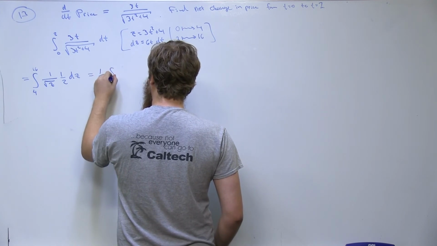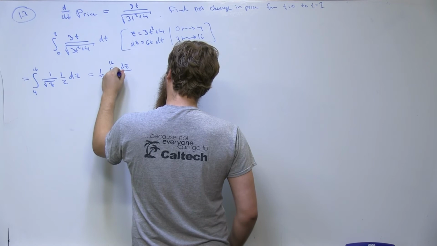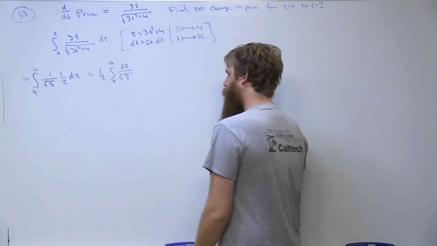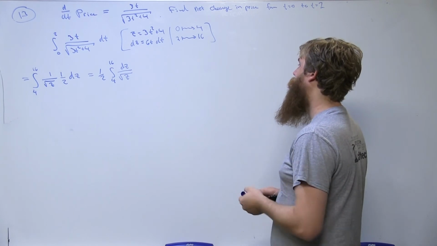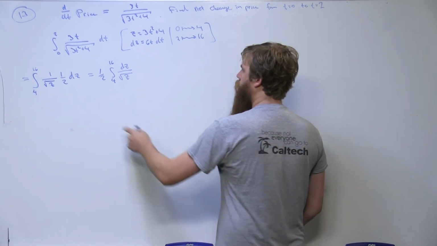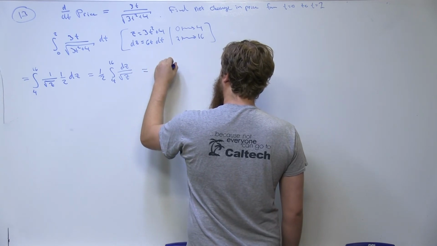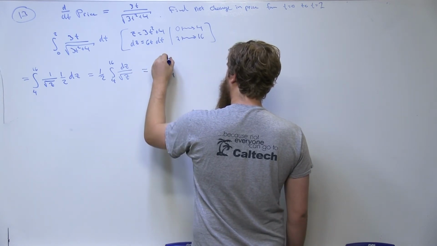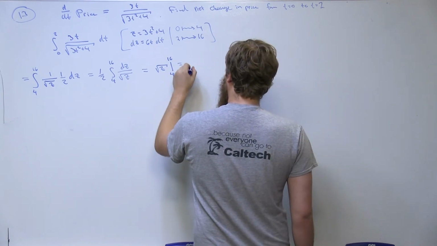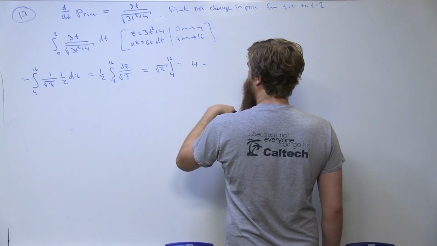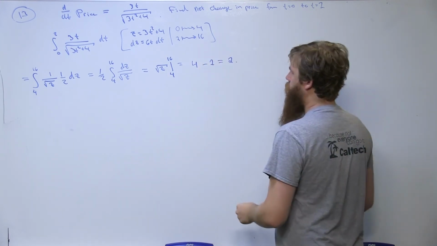We can pull our 1/2 out. Now 1 over the square root of z is z to the negative 1/2. If you add 1 to that power, you get 1/2. If you divide by that power, you're multiplying by 2. It will cancel with the 1/2 out front. So this is just the square root of z evaluated between z equals 4 and z equals 16. If you plug 16 in, you get 4. And if you plug 4 in, you get 2. So the net change there is 2.